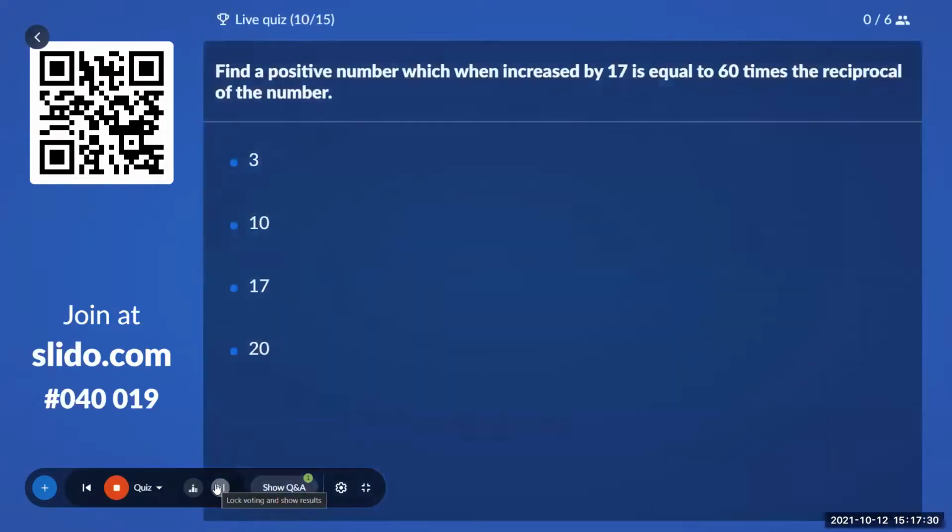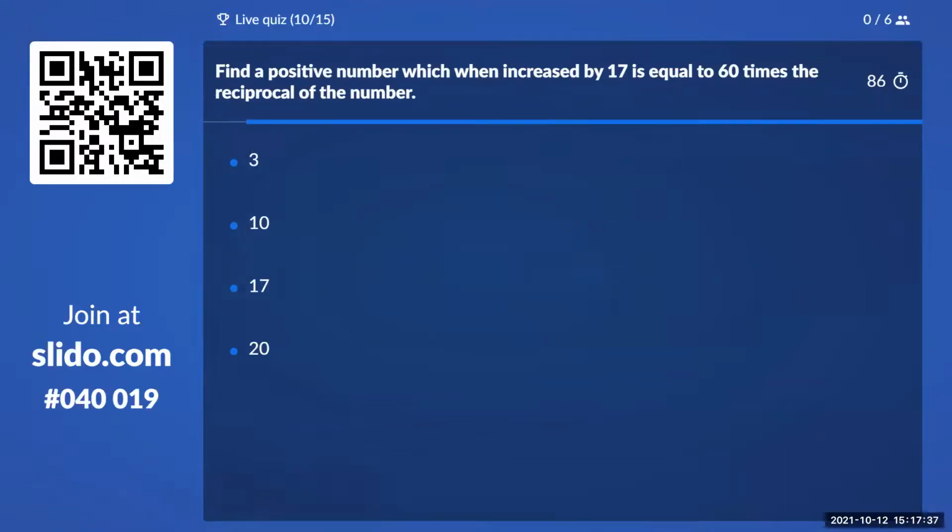Moving on. Find a positive number which, when increased by 17, is equal to 60 times the reciprocal of the number. The hint here would be, if you multiply 60 by the reciprocal of the number, then it should come as an integer, or you might say a natural number, not a fraction. So you can just think about it as a hint.